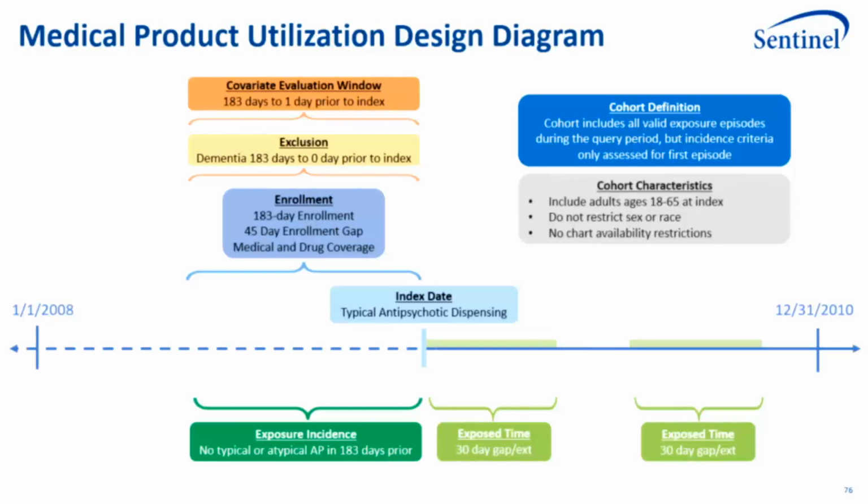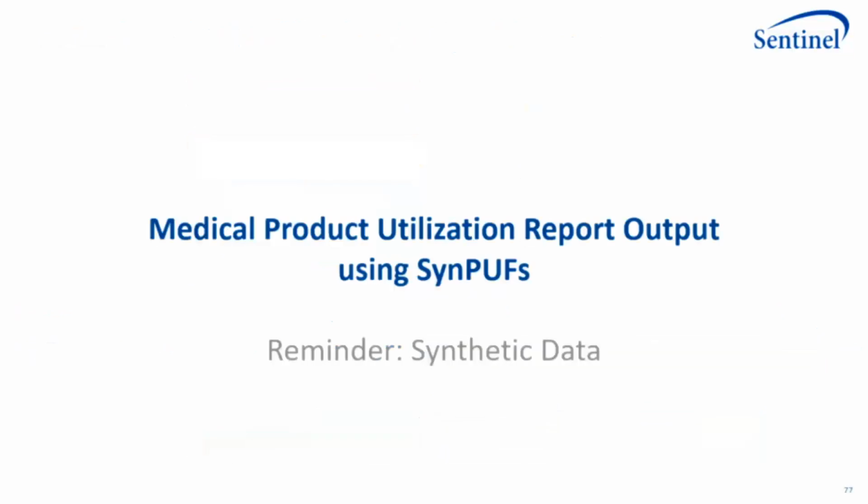When we construct our treatment episodes, we're going to say that we're going to have stockpiling where we keep all of our overlapping dispensings, and we're going to allow a 30-day tolerance for if there's a gap in treatment time. All of this together allows us to say what we're doing and to be very transparent about how we're asking our question. And so now we're going to show you what the report looks like using our synthetic public use file data.